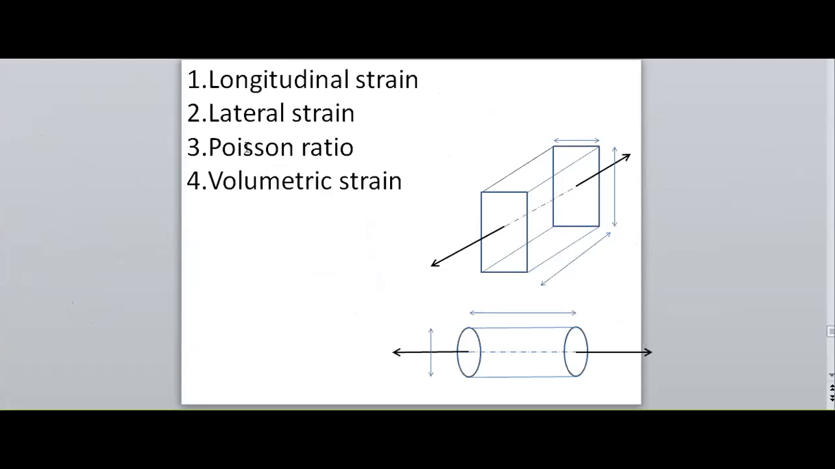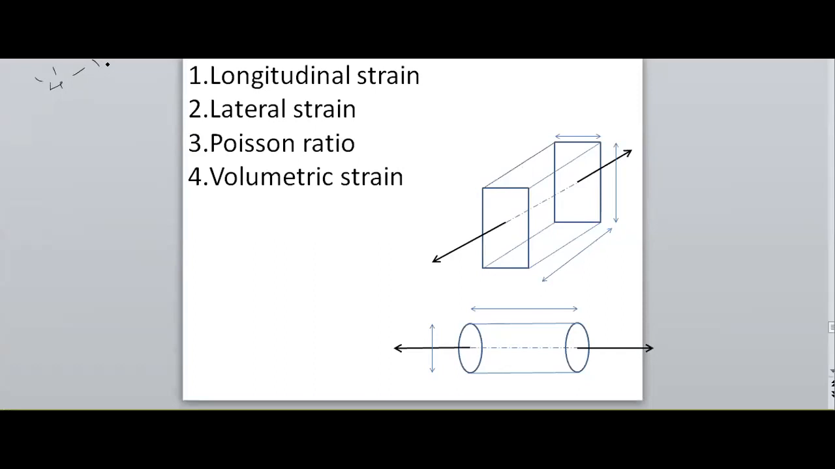So first chapter, first unit. In the first unit, we have 4 different chapters. First chapter is completed. That is, simple stresses and strains are completed.